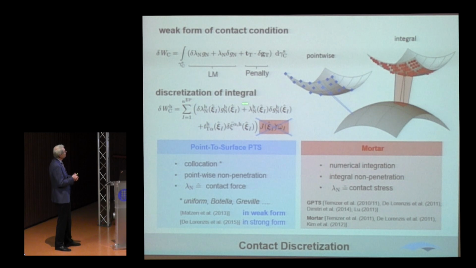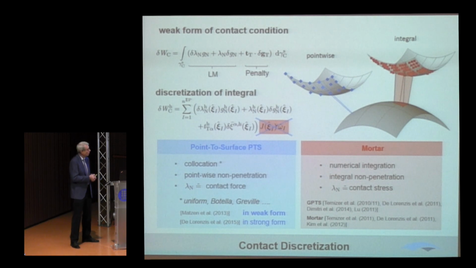This part, the integration, is condensed to a pointwise evaluation. That's what we call collocation. And then you have a pointwise non-penetration condition here and that. And you are dealing with contact forces, not with stresses, of course. And Martina Madsen has applied this equation, that means the weak form of this contact equation, whereas Laura De Laurentiis and others have used that in a strong form already.